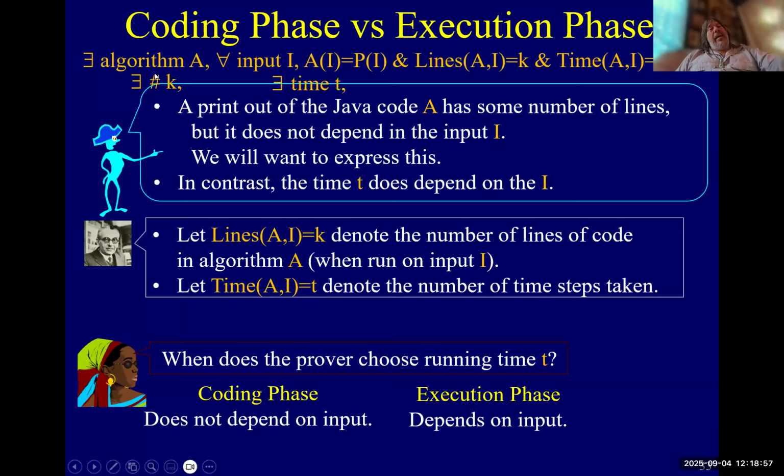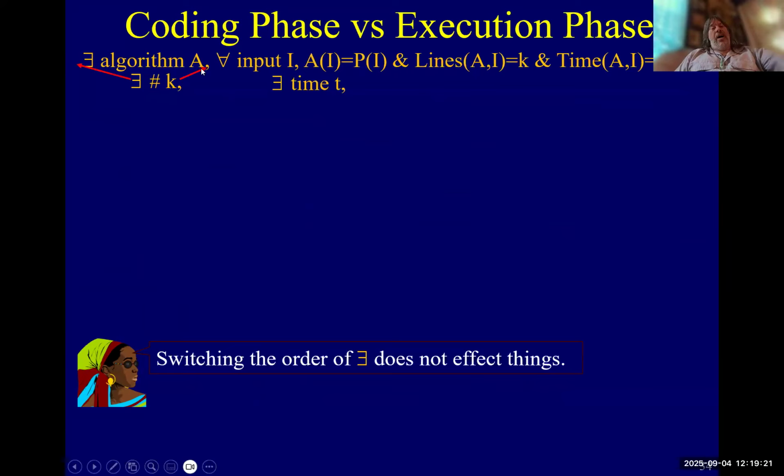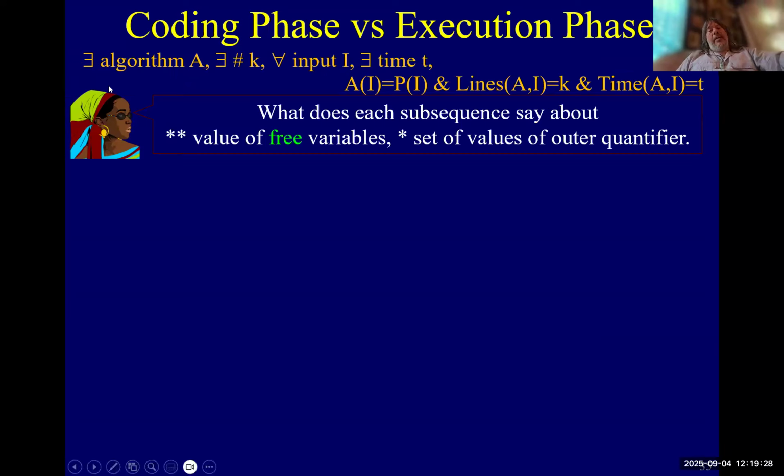So we come up with the algorithm, a number of lines of code. Then the adversary, knowing this, comes up with an input that might have more running time. So the adversary comes up with the input, and then knowing the input, there exists some time, right? Does the exists go on this side or on this side? Exists doesn't matter which order you put them in.